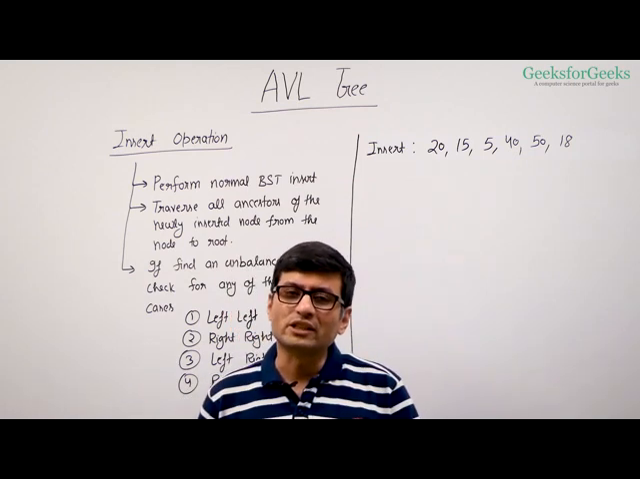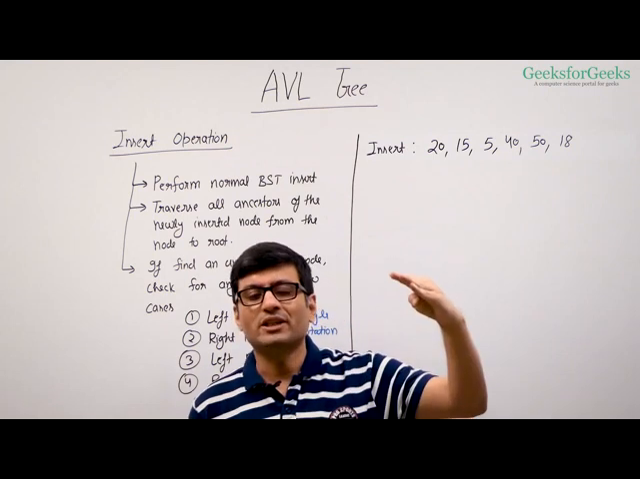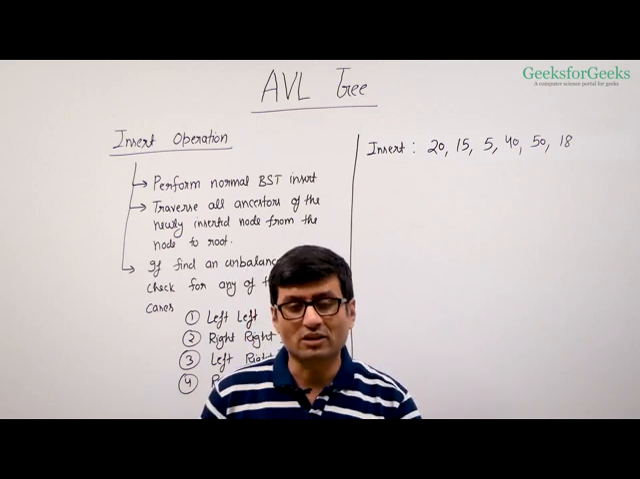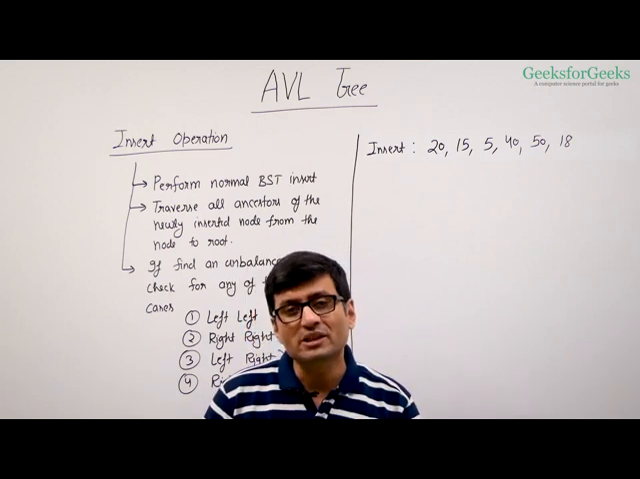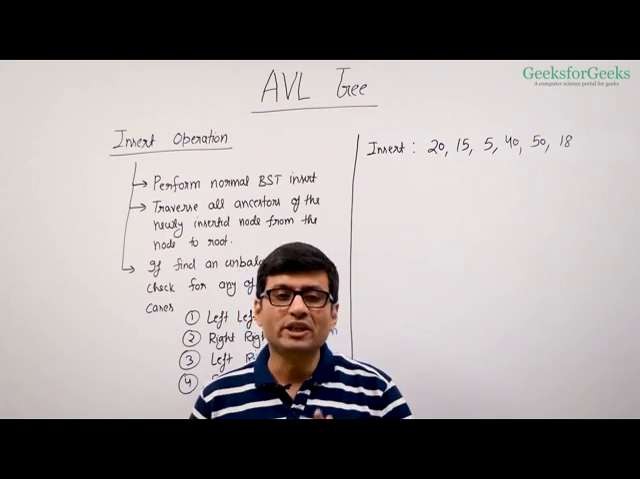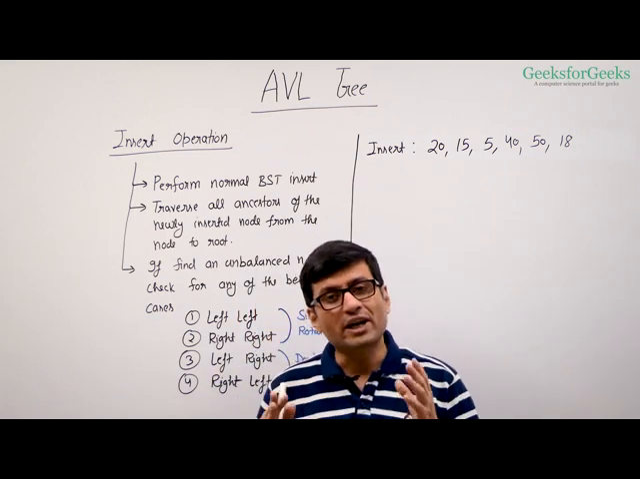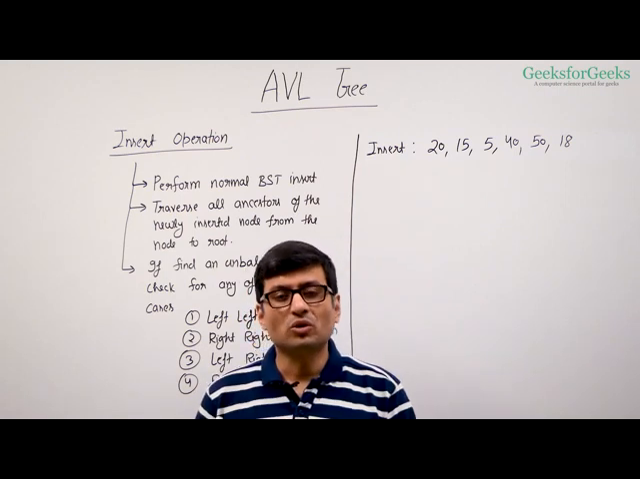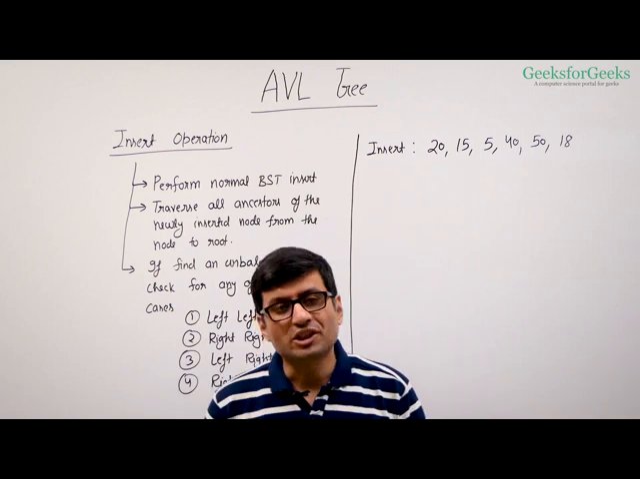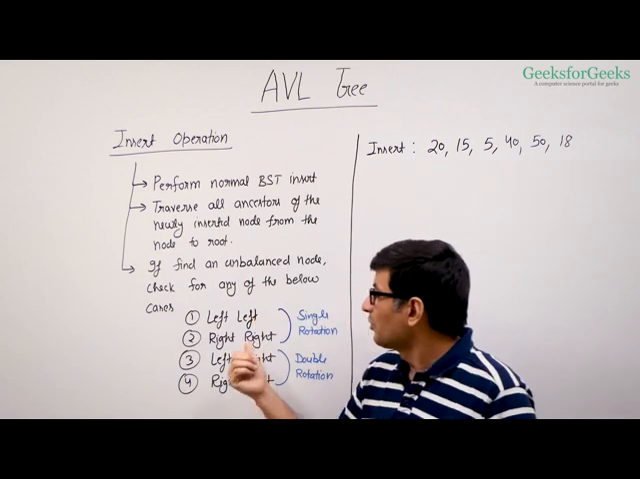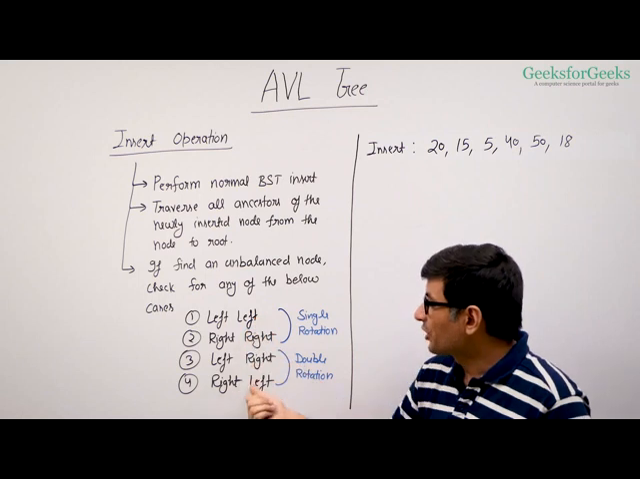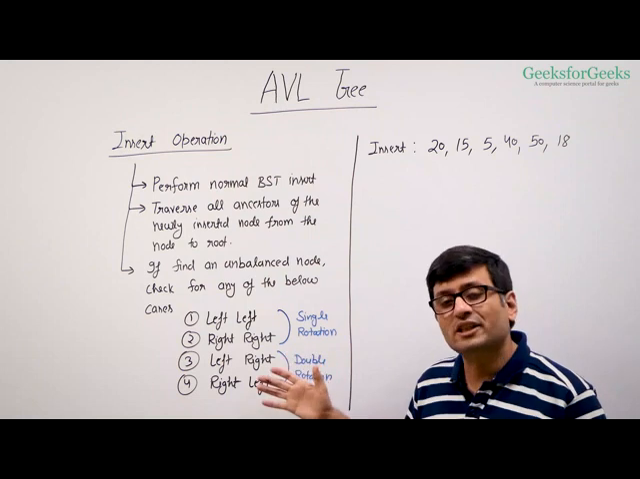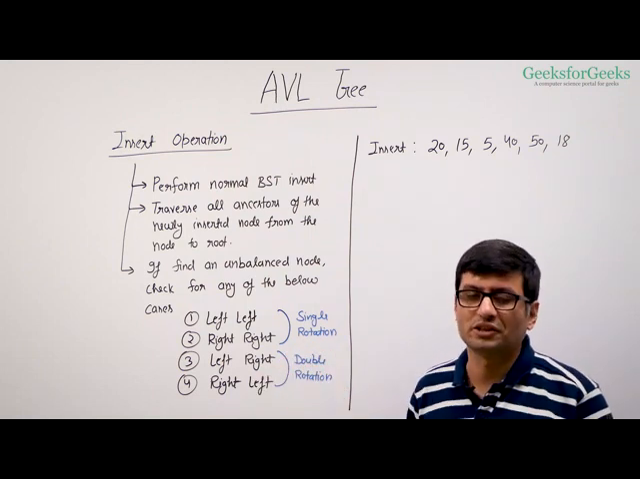So we check all the ancestors from this node. We travel up and check all the ancestors. If we do not find any ancestor whose balance factor got disturbed, and when I say disturbed, it means it became more than 1, we need not do anything. And if we find an ancestor whose balance factor became 2, we do rotations. And what rotations do we do around this ancestor? That is decided by these 4 cases. It depends upon the case that you are in. Let's understand these cases with example insertions.